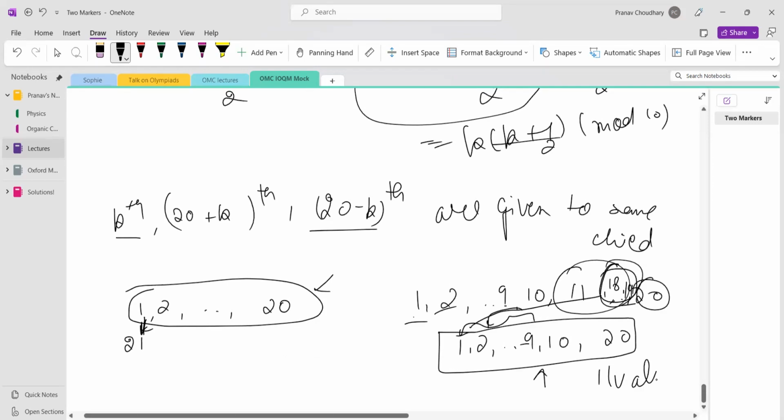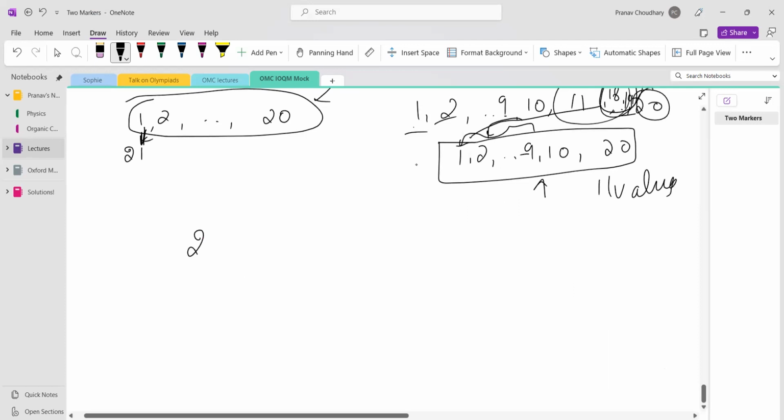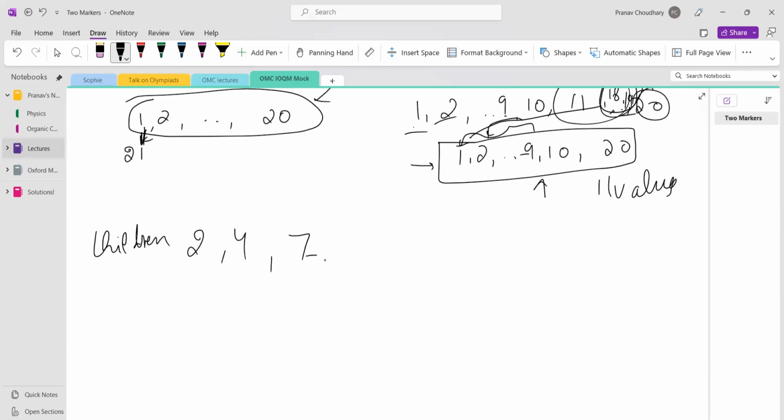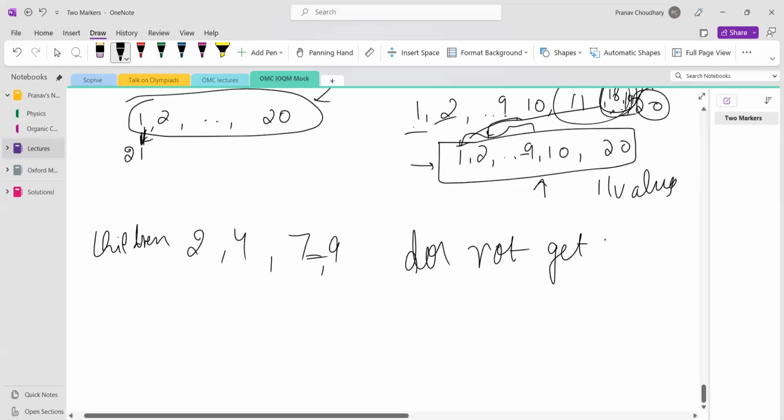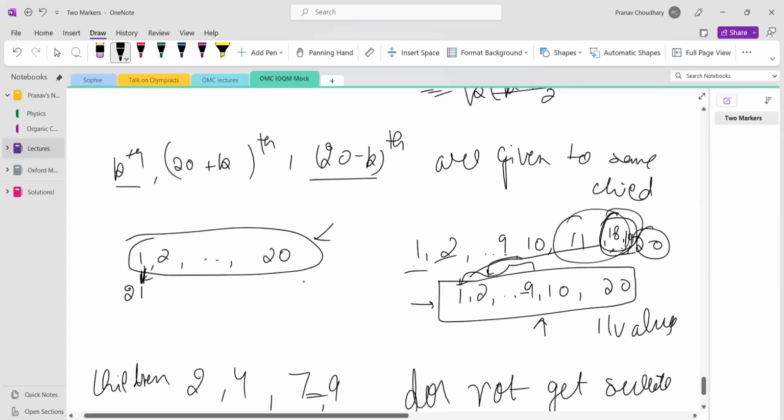I can just check for this. So these are just 11 values. Not hard to check. And unless I'm wrong, I think I have that written in my solution. I'll just check from there. Yeah, I'm lazy to bash out the values. So we can bash out these values, like which children receive these sweets. So children 2, 4, 7, 9 do not receive any sweets. So the answer should be 22.